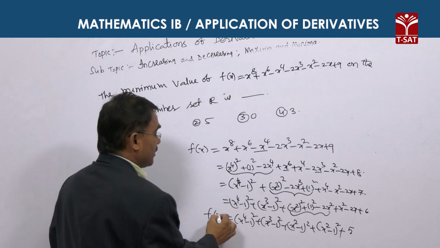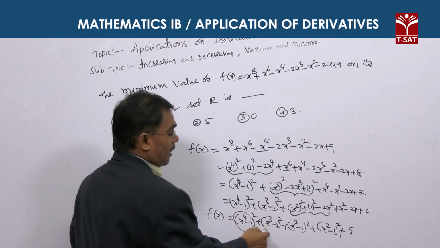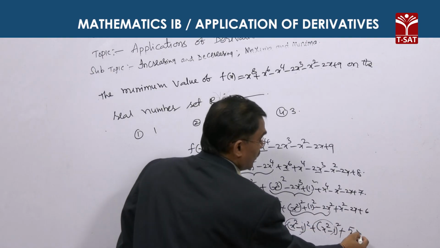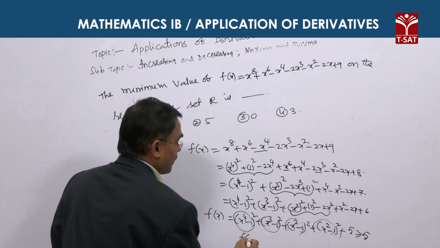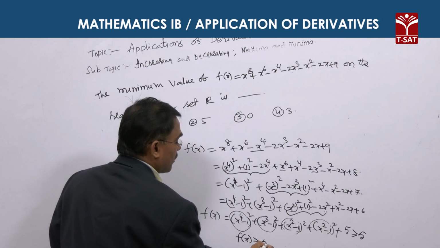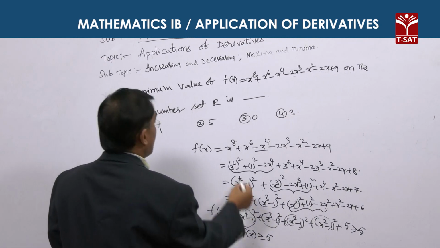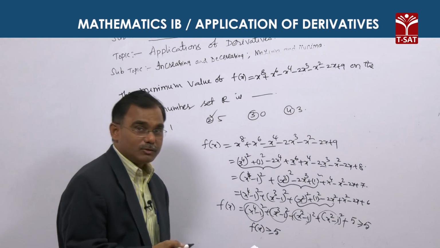So this is f of x. You observe square always positive, square always positive, square always positive, square always positive. That's why it must be greater than or equal to 5. f of x is greater than or equal to 5, so the minimum value of the function is 5.